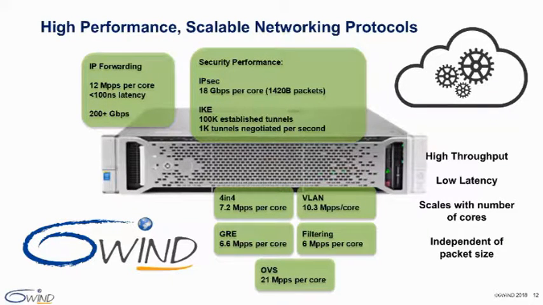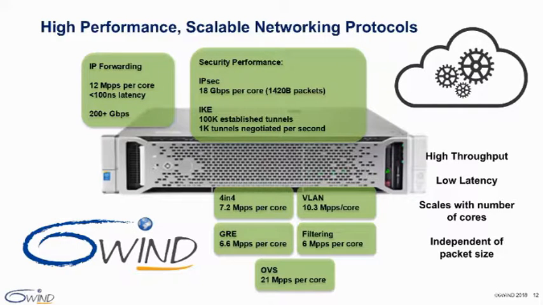Now let's focus on our crown jewels, which is performance. All of our FastPath networking protocols are designed for the highest throughput with low latency and linear scalability with a number of cores. Our performance is independent of packet size, with the exception of IPsec. Here you can see examples of our data plane protocol performance per core on Intel Xeon E5 2690 v3 at 2.7 GHz. For example, for IP forwarding, we deliver 12 million packets per second per core.